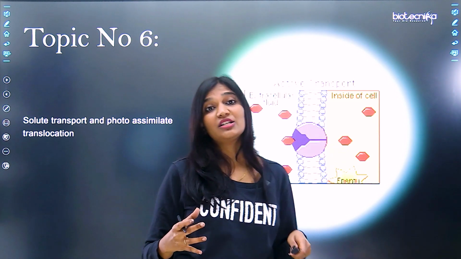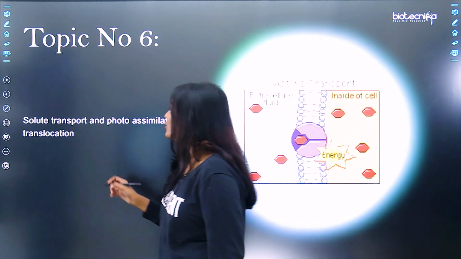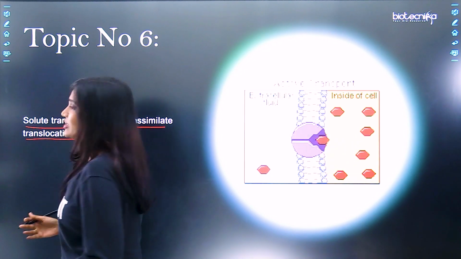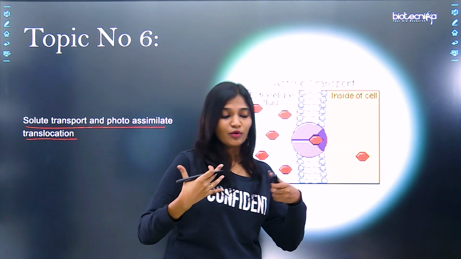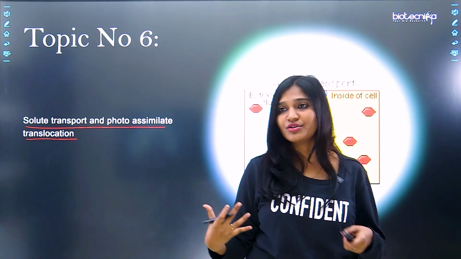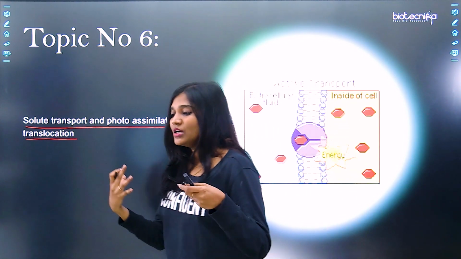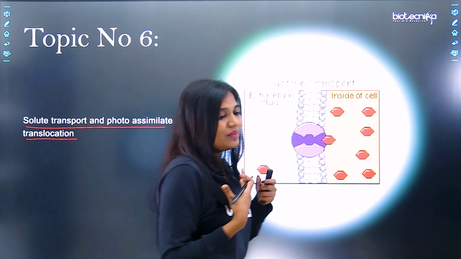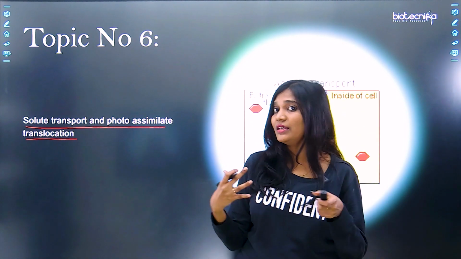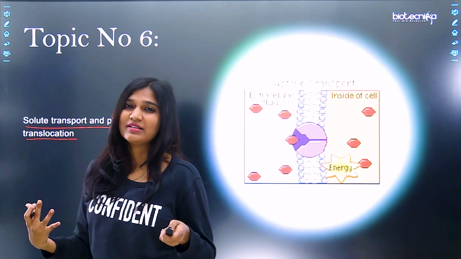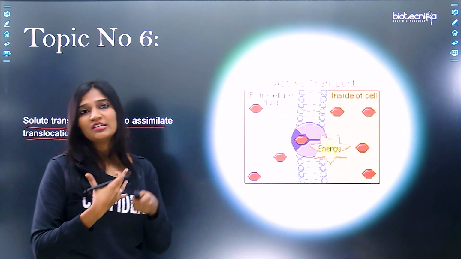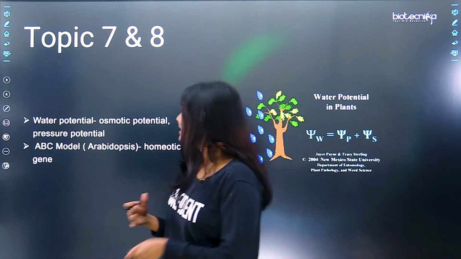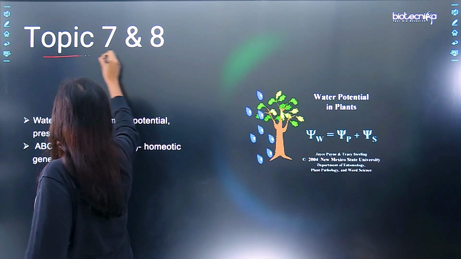The next topic is topic number 6. Here you can say solute transport and photoassimilate translocation. I already told you how all the minerals, water or food are transported. So you have to study in detail how the solutes are transported and translocated, where you'll be studying diffusion, osmosis, active and passive transport, everything in detail.